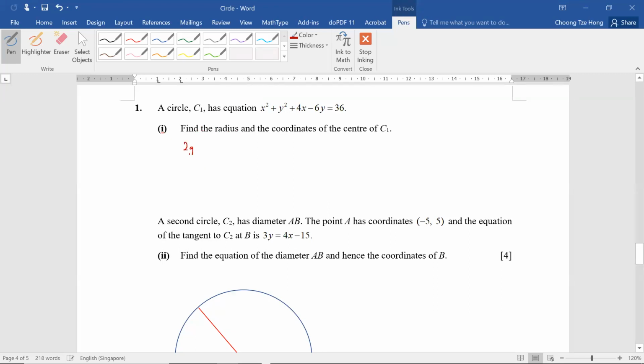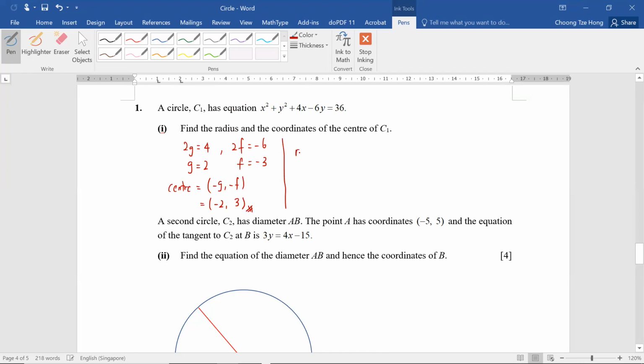So 2G will be equals to 4. So this will mean G will be 2, right? Okay, then 2F will be negative 6. So F is going to be negative 3. Okay, so this will mean that the center of the circle is equals to, remember it's minus G, minus F. So minus 2, minus 3, you get negative 2, 3. So this is the center, right?